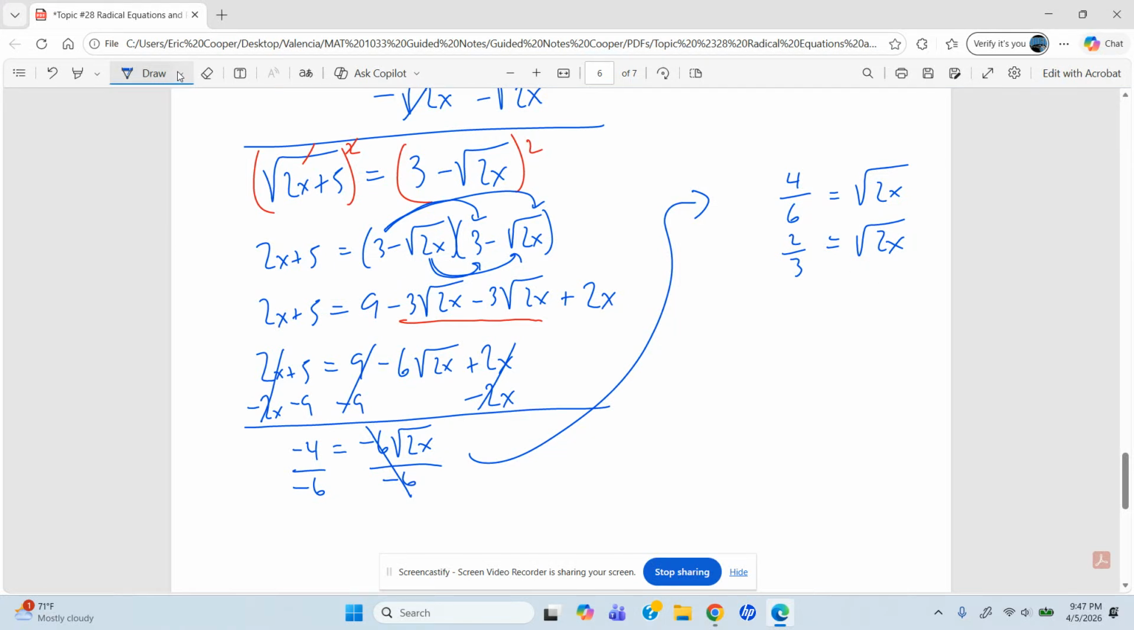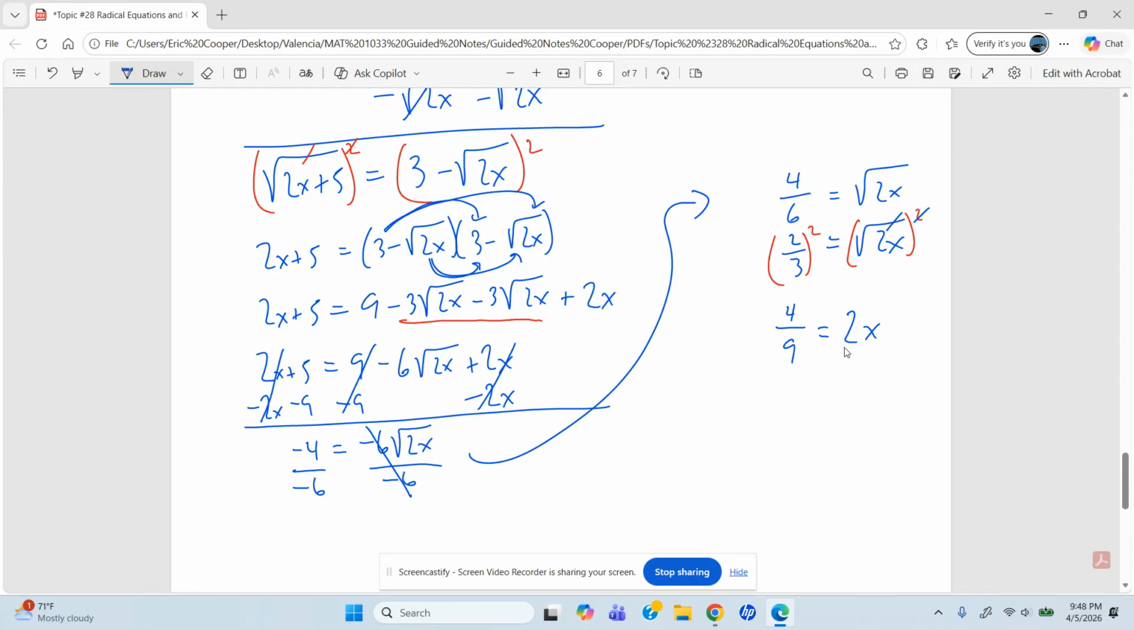And now my job is to get, again, the square root. Now that the square root's alone, I can get rid of that by squaring both sides. In this case, when you square a fraction, you square both the top and the bottom number. So 2 squared is 4, 3 squared is 9, and now it just simply equals 2x, because the squared and the square root cancel out.